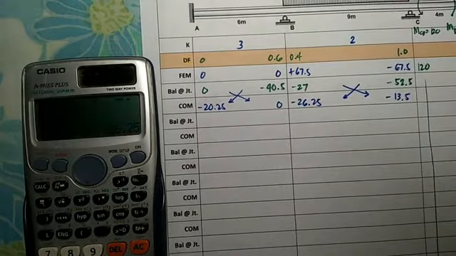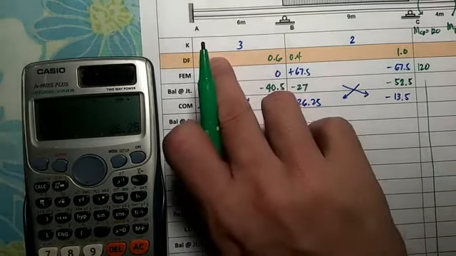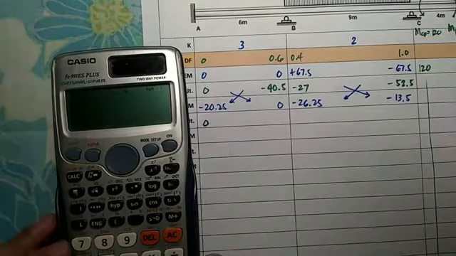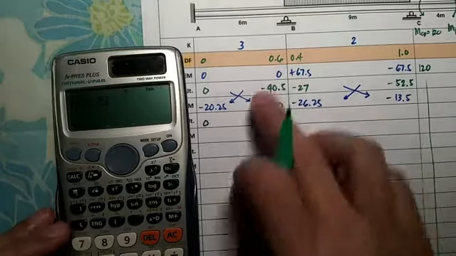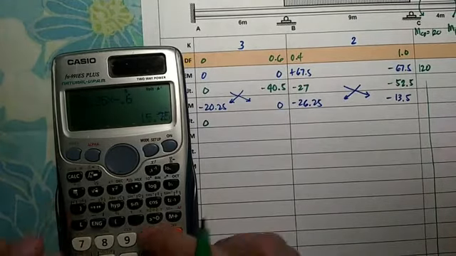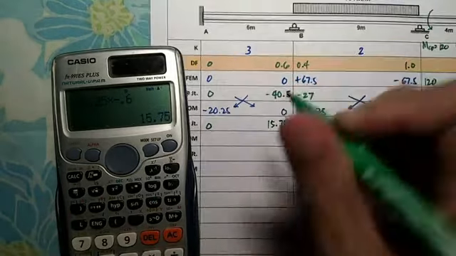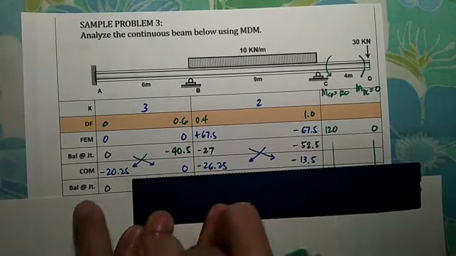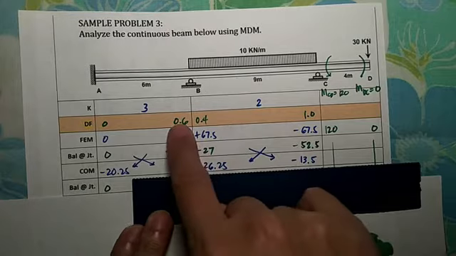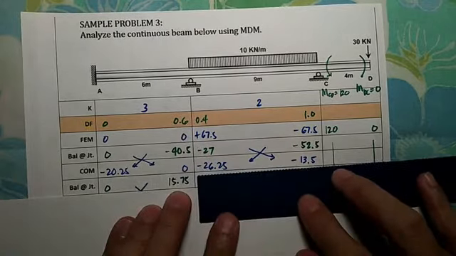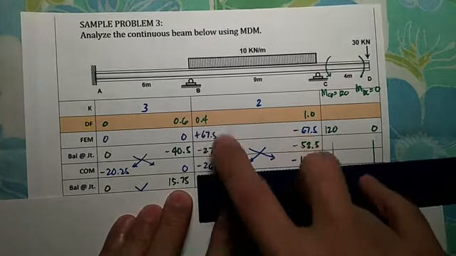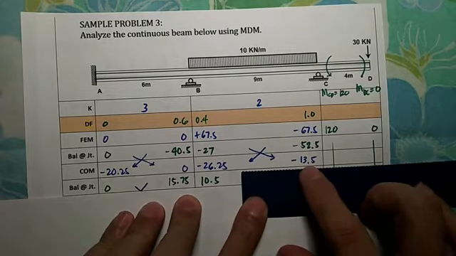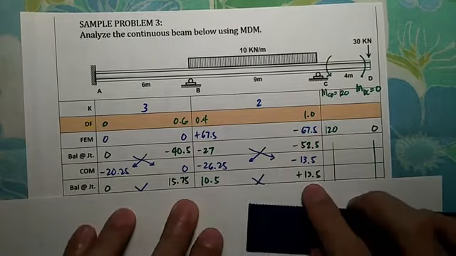So next is the balance at the joint. The unbalanced moment times the negative of 0. So 0 lang to. Okay, ito naman negative 26.25, unbalanced moment times the negative of DF, negative of 0.6. So this is 15.75. So again, the unbalanced moment at joint B is 0 and negative 26.25. For the balance at joint at this point would be negative 26.25 times the negative of 0.6. So that would be 15.75. Then negative 26.25 times the negative of 0.4, that would give us 10.5. Okay? Then, what about for this one? The unbalanced moment is negative 13.5 times the negative of 1, it would be positive 13.5. So, this is now the balance at the joint.